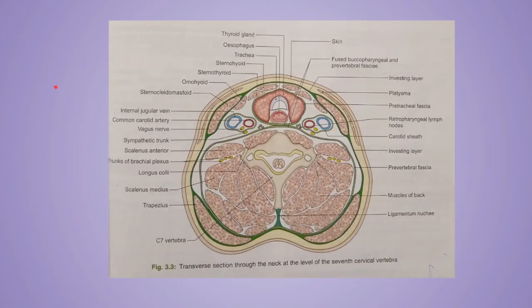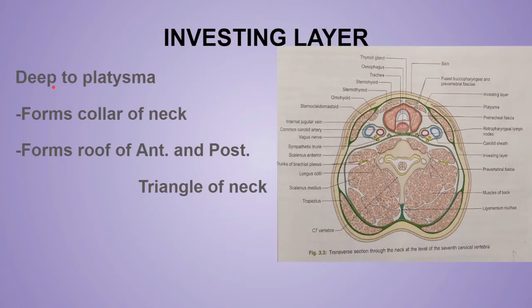Now first of all, the investing layer. This is the investing layer I told you before. It lies mainly deep to the platysma, and surrounds the neck like a collar. It also forms the roof of the posterior triangle of the neck. In the neck we have mainly two triangles, anterior and posterior. We'll talk about this in another video.